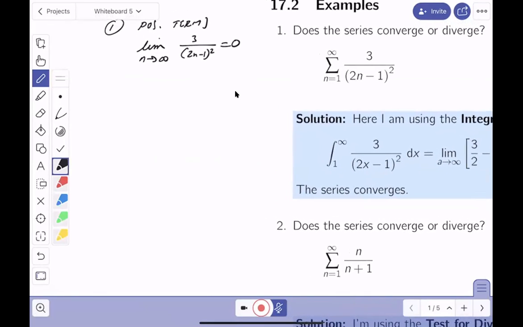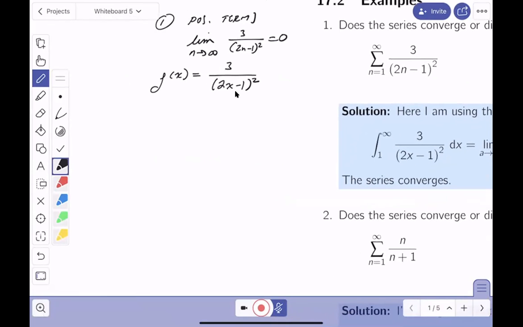Well, there are many things you could do, but I want to start off with the integral test. So the first thing I do is write down a function that looks like that. That would be 1 over (2x minus 1) squared. By the way, this is continuous everywhere except at a half. So I'm going to say it's definitely continuous on the interval from 1 to infinity. I can definitely say that.